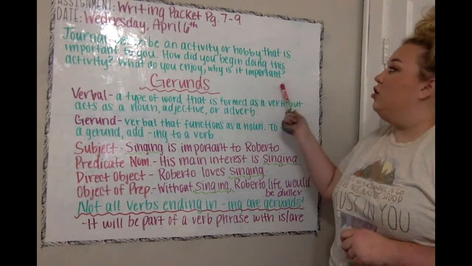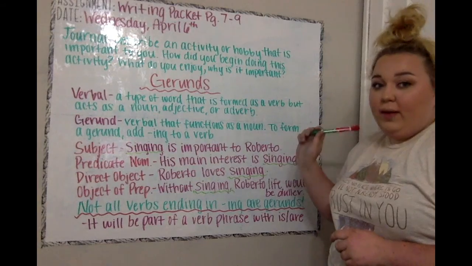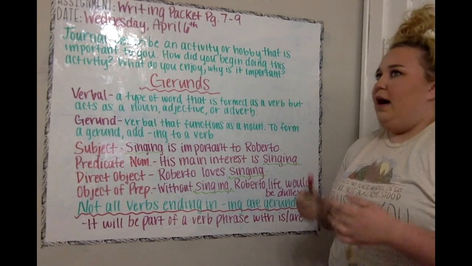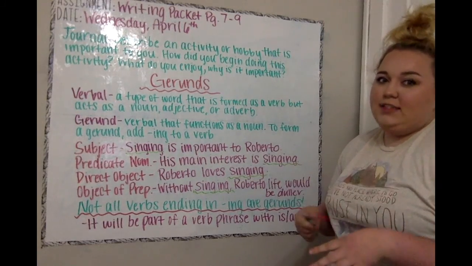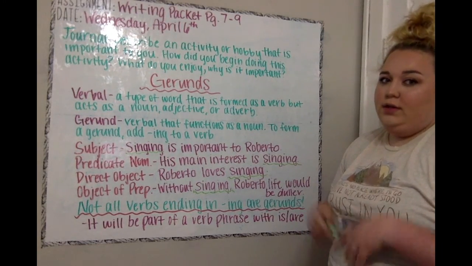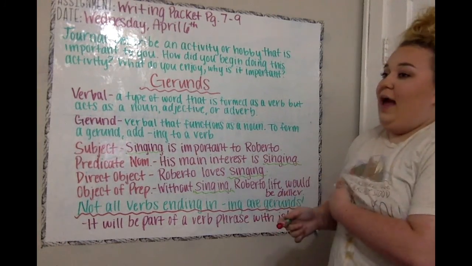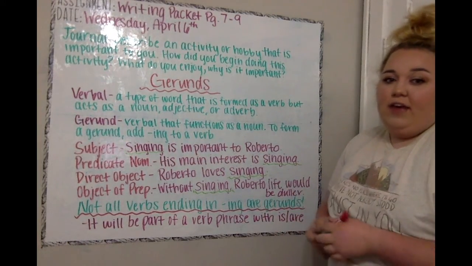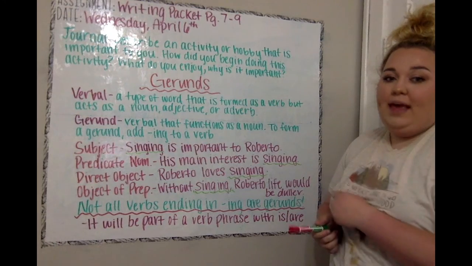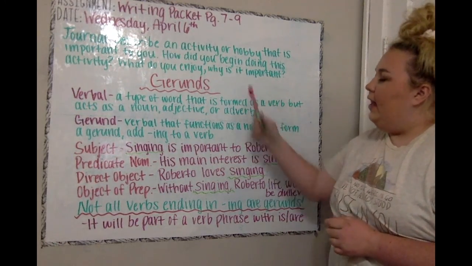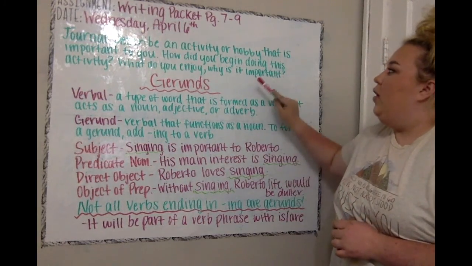For these journals, unless it tells you otherwise, I want you guys to write at least one paragraph. Now, how many sentences in a paragraph? We've discussed this many times before. So 5 to 7 sentences, as always. That means you need to write at least 5 sentences in order for it to be a paragraph. So again, you guys are going to do that independently, one paragraph for each journal entry.